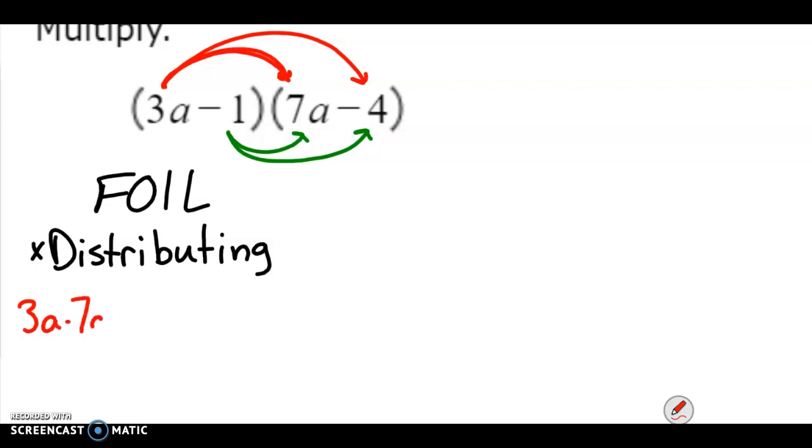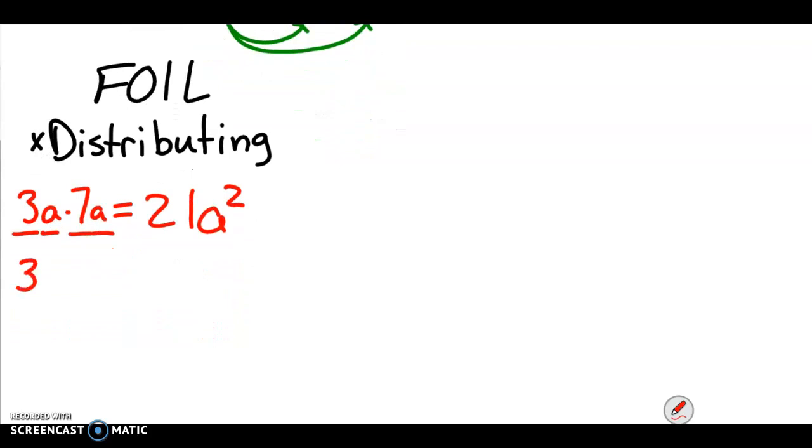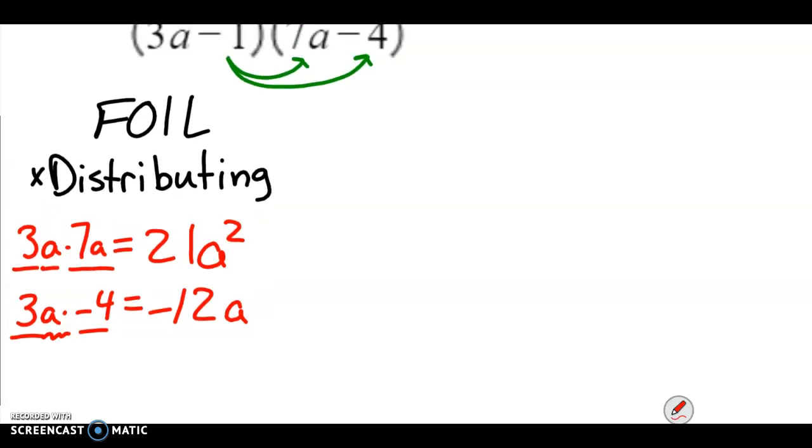So 3a times 7a is going to equal, well, 3 times 7 is 21. Now this is where your variables change a little bit. A times a is a squared, right? So now we end up with 21a squared out of that multiplication. 3a times a negative 4. 3 times negative 4 is negative 12. And there's just the one a involved, so it just stays as an a value. Even though that negative 4 doesn't have an a involved, it's a part of what we're multiplying. So we have negative 12a, all those combined.